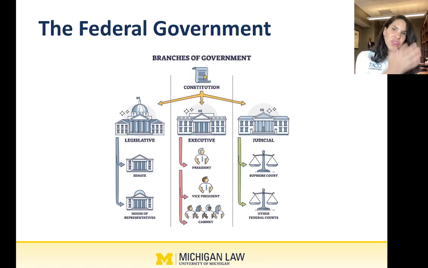So let's talk about the structure of government. This is a little small, a little hard to see, but we're going to dive into each of these branches in a second. But it's important to know that our Constitution lays out three separate branches of the federal government: the legislative, the executive, and the judicial, in that order.